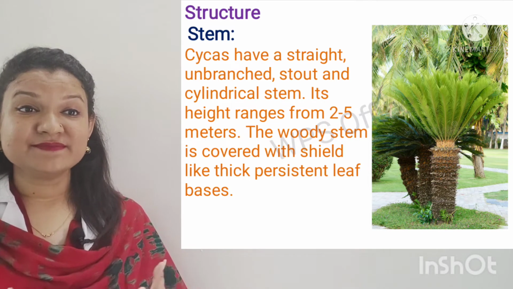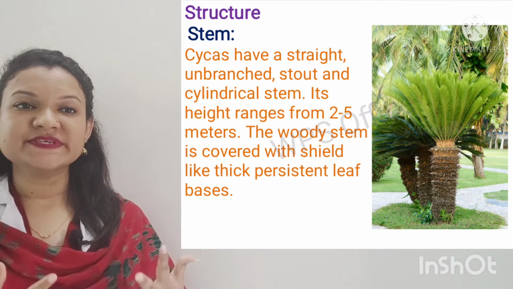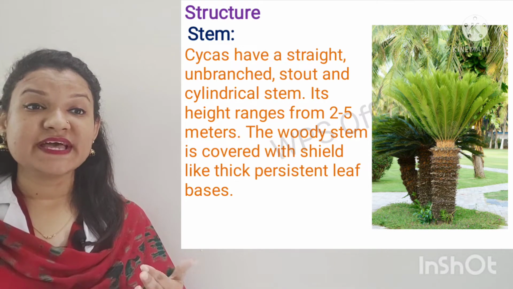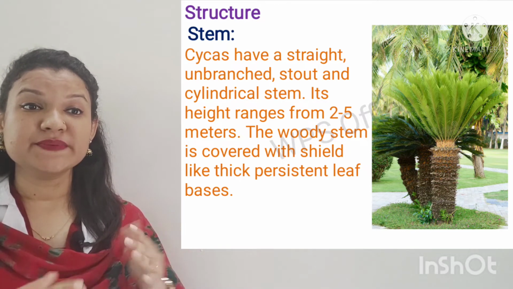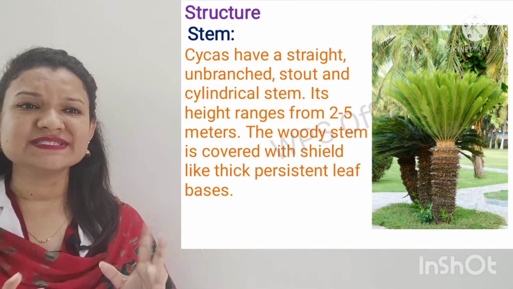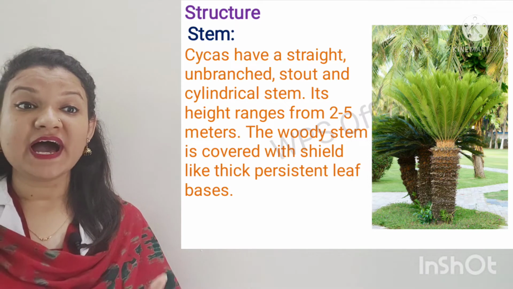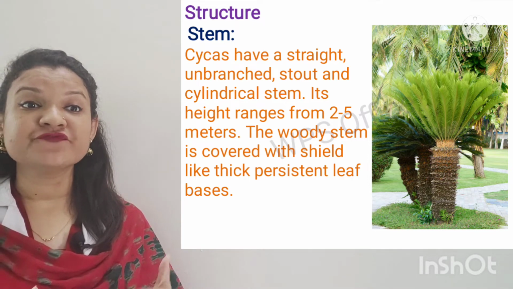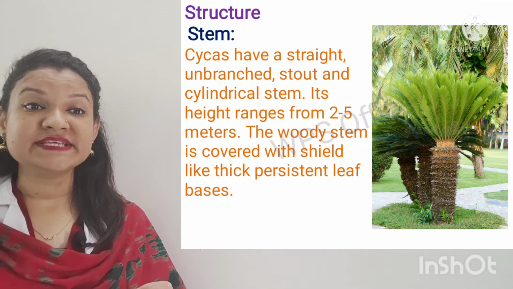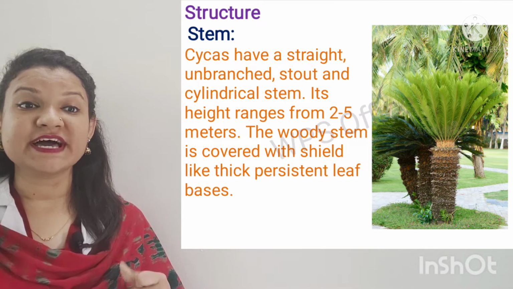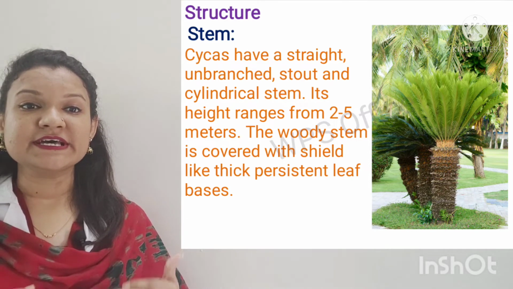What kind of stems are present in the Cycas? Cycas have a straight, unbranched, stout and cylindrical stem. Its height ranges from 2 to 5 meters. The woody stem is covered with shield-like thick persistent leaf bases.